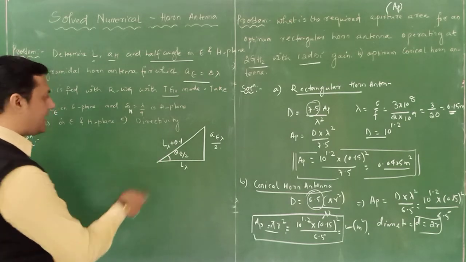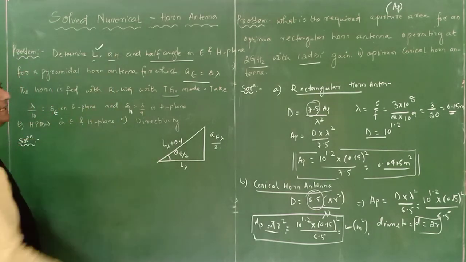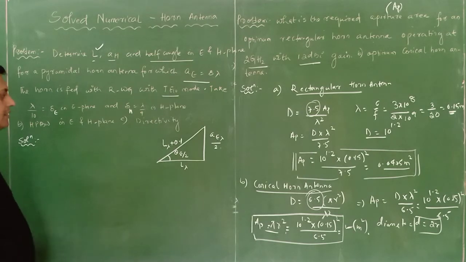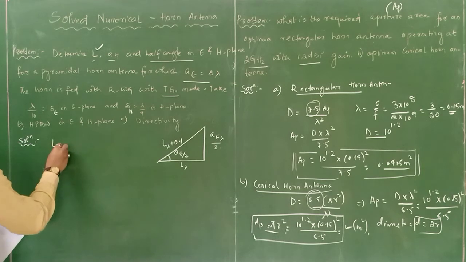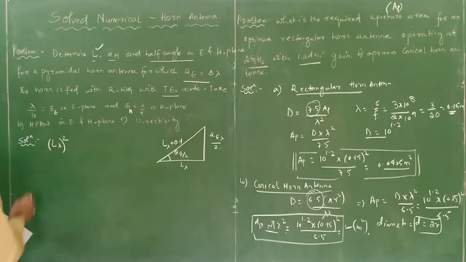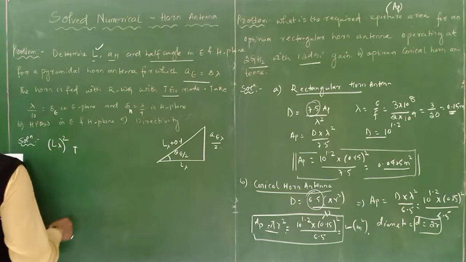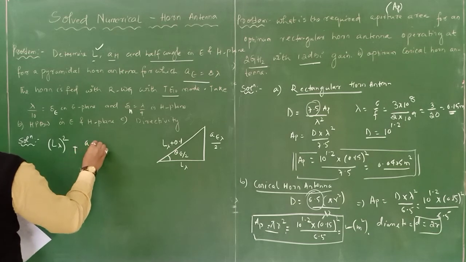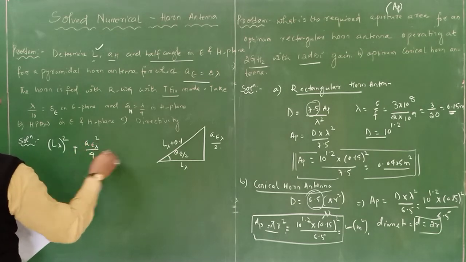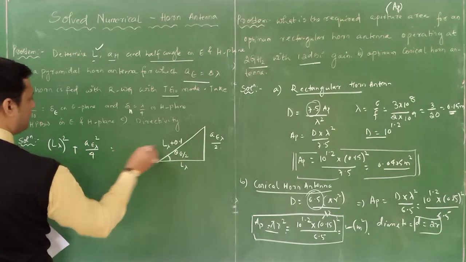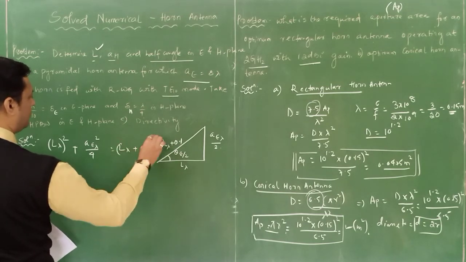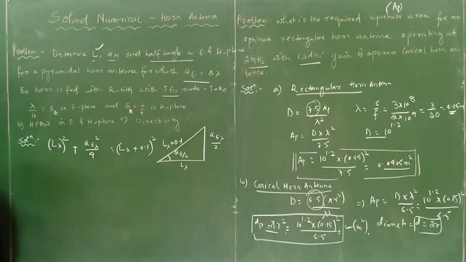So from this triangle we can determine easily what is the length. Okay. So if we consider this as a Pythagoras value, so L lambda square plus A lambda square divided by 4 square of these two is equal to L lambda 0.1 whole square. Now this equation will give you a quadratic equation through which we can determine the value of L.